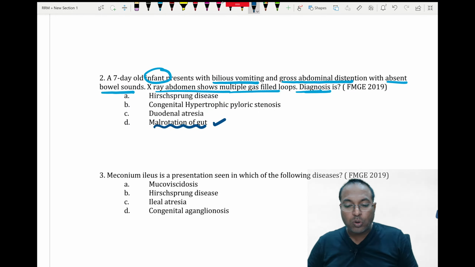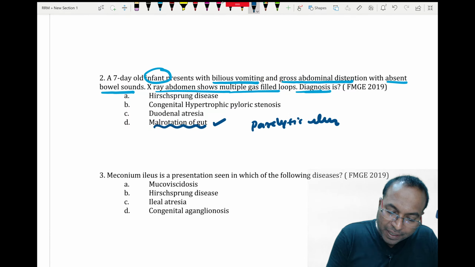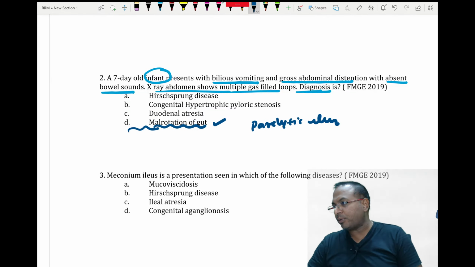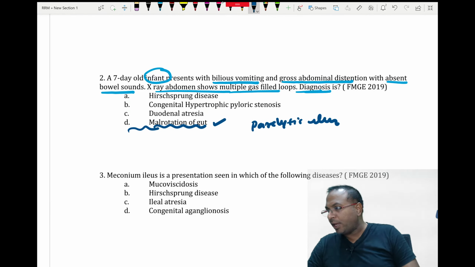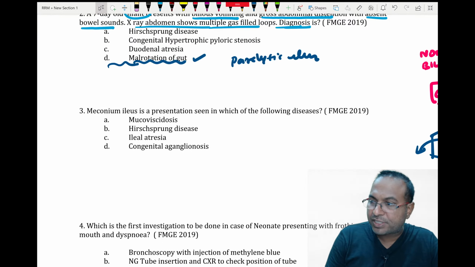That patient is now going for paralytic ileus. That is why the patient is having absent bowel sounds. So please remember, the answer is malrotation of gut. Okay, very good, Shakir Khan. That's correct.